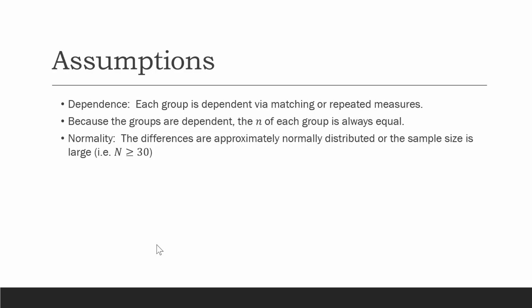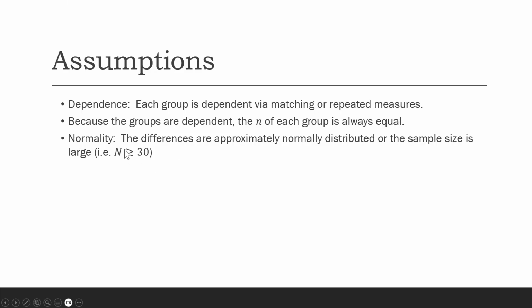That means each group is dependent via either matching or repeated measures. And repeated measures is when you use the same individual and you give like a pre or post test. Because the groups are dependent, the n of each group is always equal. And so if you have a pre-test for one individual and you don't have the post-test, one method to accommodate for that is to get rid of that individual's score, so remove them from the data. All right.